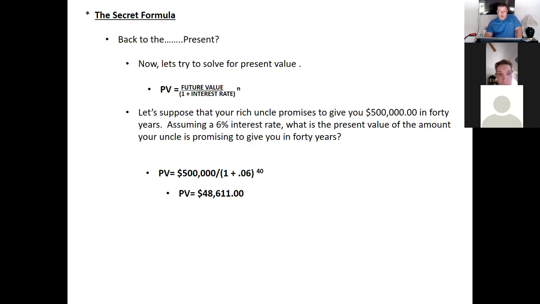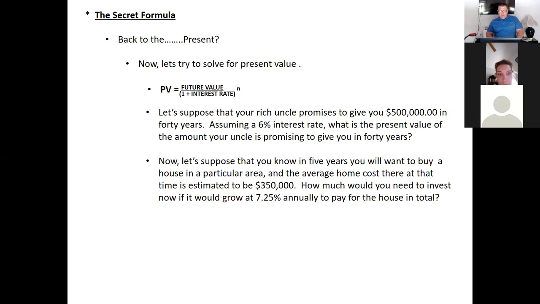Now, let's go back and look at our other problem here. Let's suppose that in 5 years, you'll want to buy a house in a particular area, and the average home cost there at that time is estimated to be $350,000. How much would you need to invest now if it would grow at 7.25% annually to pay for the house in total? In other words, if you could stand living in maybe a subpar apartment where the rent's kind of low, driving a beat up car, in order that in 5 years you could live in a really nice neighborhood and a nice home the rest of your life, how much would you actually have to put in the bank today to get there? So let's do that math.